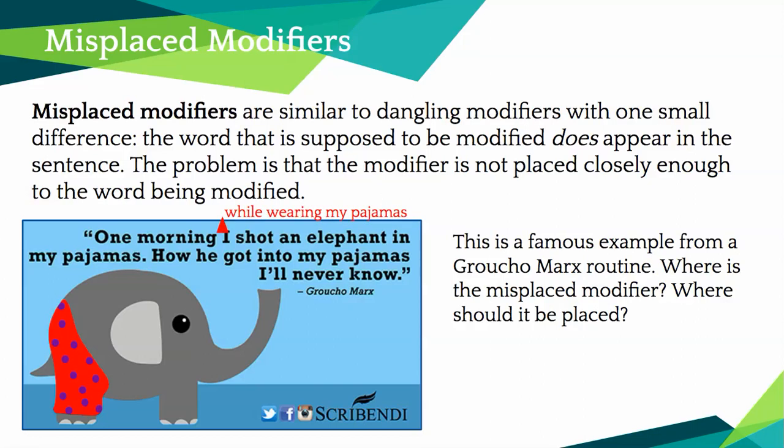One morning while wearing my pajamas, I shot an elephant. Or one morning in my pajamas, I shot an elephant. That would work too. But you need to move that phrase, in my pajamas, closer to I rather than elephant, because it does sound like the elephant is wearing the pajamas in this example.